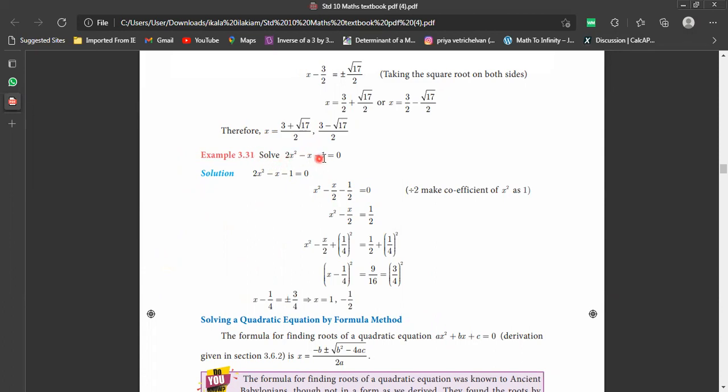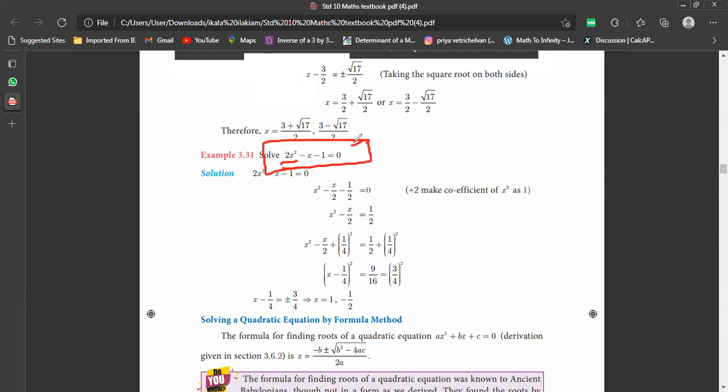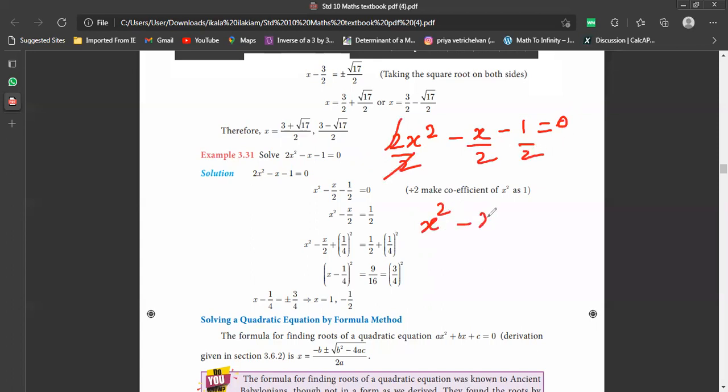So you have 2x square minus x minus 1 equal to 0. So the very first thing is you have to make the coefficient of x square as 1. Okay, so you have 2 here. So you just have to divide the entire equation by 2 in order to achieve the coefficient of x square as 1. It can be any value. It can be in the form of a fraction or a decimal or any integer. You just have to make your coefficient of x square as 1. That's the first step. So if you divide this, it will be like this. 2 and 2 will get cancelled out. We'll be having x square minus x upon 2 minus 1 upon 2 equal to 0. Can you follow this?